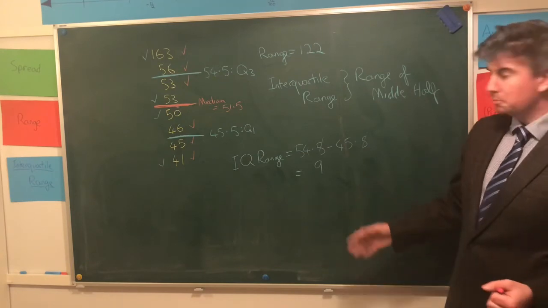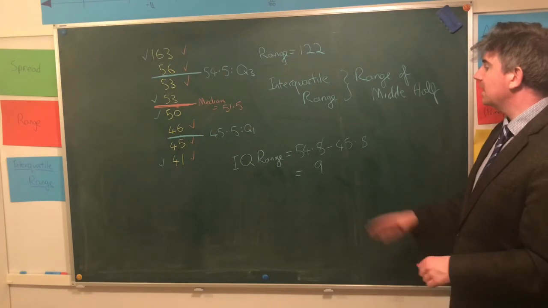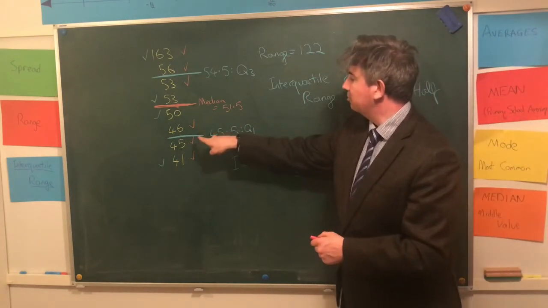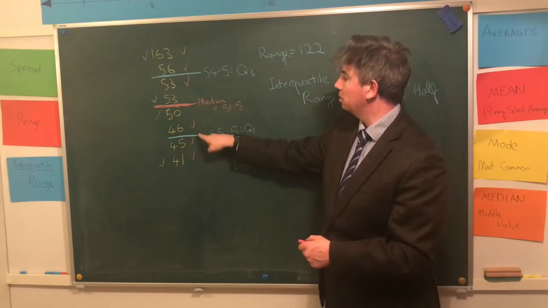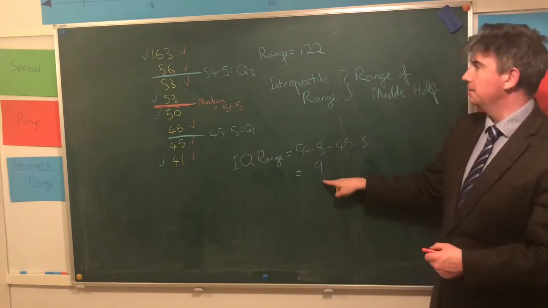I should have a calculator with me. 5 and 4 is 9. Yeah, it is 9. Okay, so that's how we work out the interquartile range. It's the range of the middle half. To get from the end of the first quarter to the end of the third quarter, i.e. the middle half, the range of the middle half is 9.